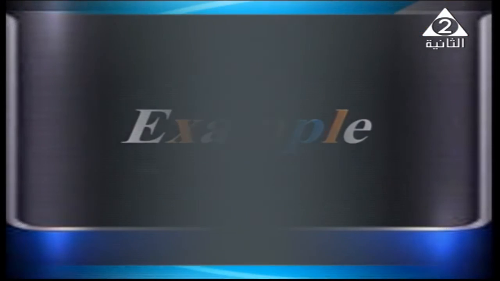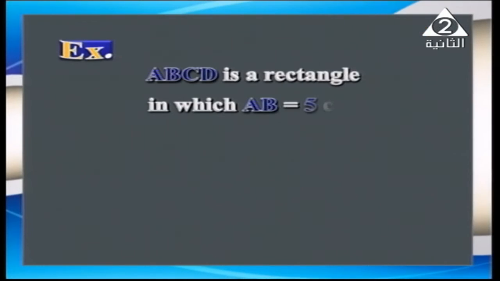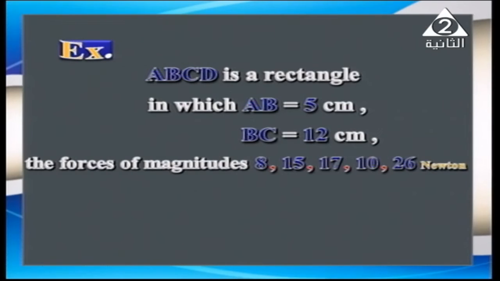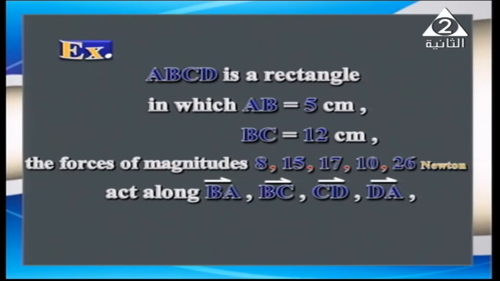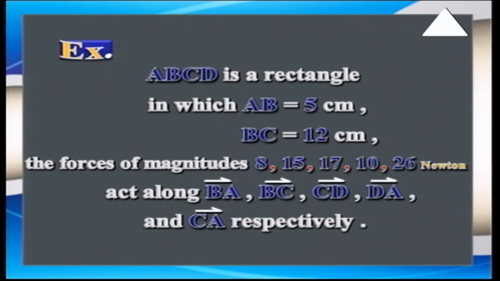Another example. ABCD is a rectangle in which AB is 5 centimeter, BC is 12 centimeter. The forces of magnitude 8, 15, 17, 10, 26 Newton act along BA, BC, CD, DA, and CA respectively. We have 5 forces, my dear student: 8 acts in BA, 15 acts at BC, 17 acts at CD, 10 acts at DA, 26 at CA respectively.